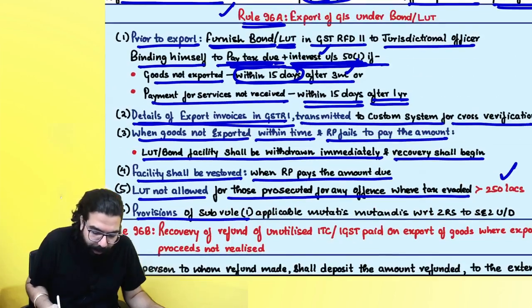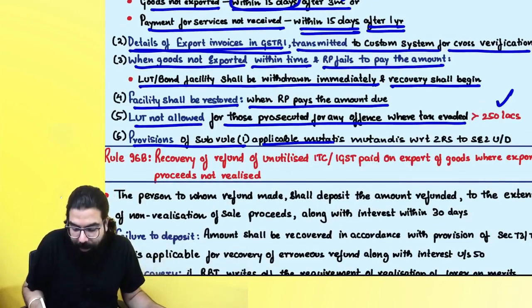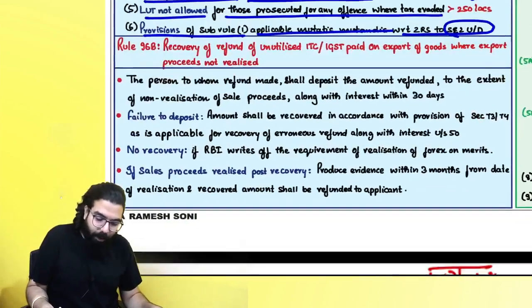Whatever is the provision of sub-rule 1, that is same to same applicable when you are making zero-rated supply to an SEZ unit or developer. Okay sir, point is clear.